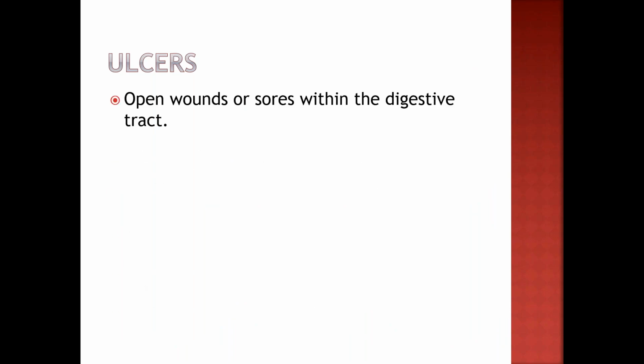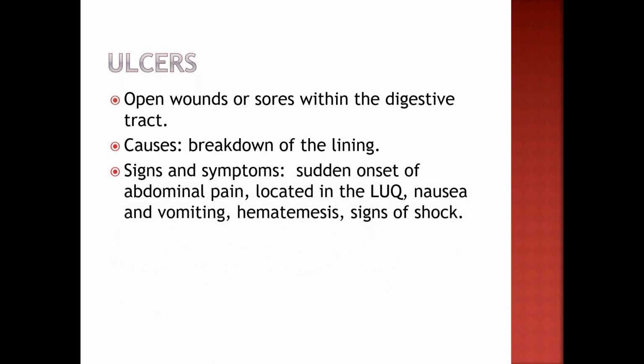Next, moving on to ulcers. So ulcers definition, we're going to be looking at open wounds or sores within the digestive tract. This could be caused by the breakdown of that lining. So the heavy amount of acid is actually going to cause that ulcer. Heavy drinkers actually are very prone to ulcers. Somebody who takes a daily heavy dose of aspirin, different medications can actually create that ulcer as well. And then stress as well is another proponent to ulcers.